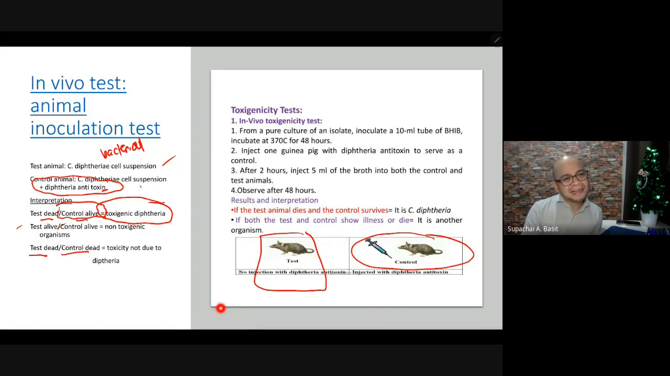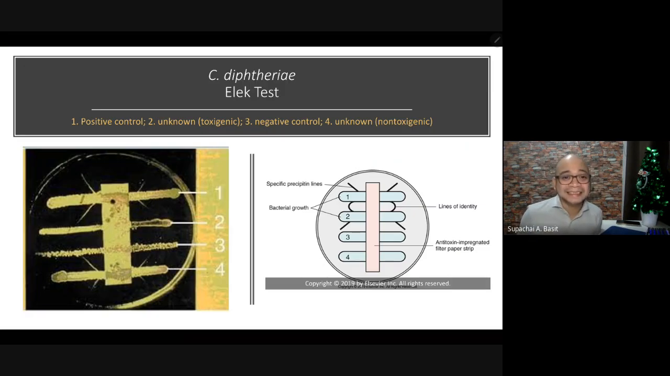Okay, so animal inoculation test is rather tedious and you need to acquire clearance from the ethics committee before you can actually do it because it involves live animals. So that's the reason why most of the laboratories are just doing the ELEK test. The ELEK test is just made up of a strip. And as I've told you, the principle of the ELEK test is called immunodiffusion.